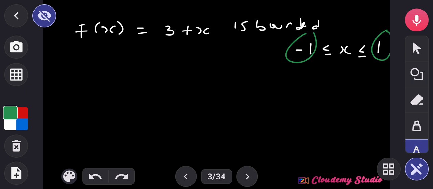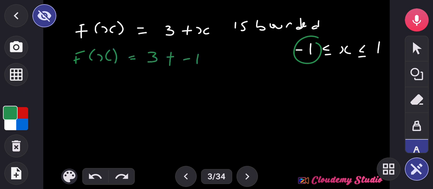So if they ask you to look for the lower bound and the upper bound, it means that we are going to take -1 here. It is now going to be 3. That means f of x equals 3 plus -1, and that equals 2. And if you are to look for the upper bound, that is f of x equals 3 plus 1. That equals 4, which means the lower bound is 2 and the upper bound is 4.